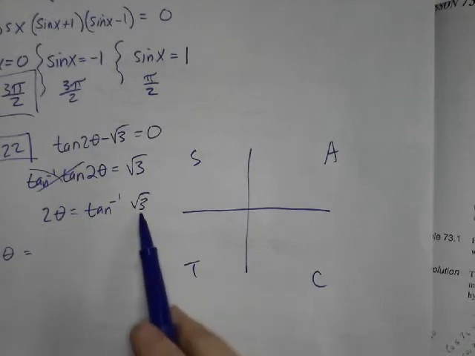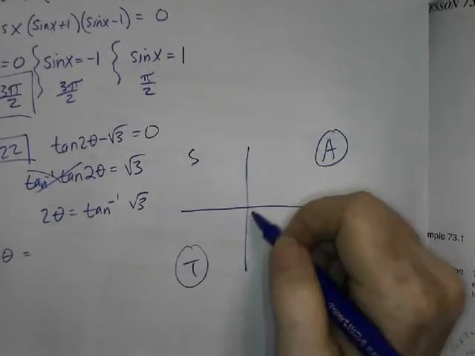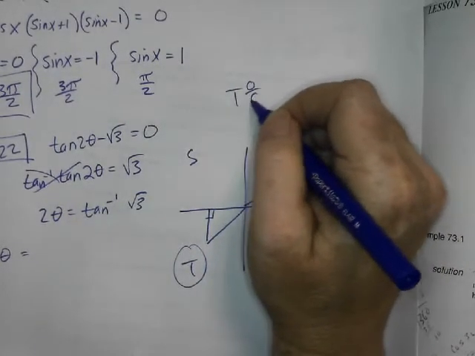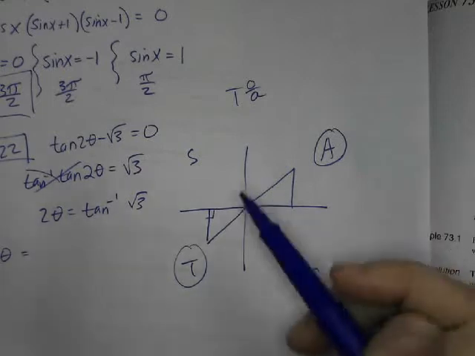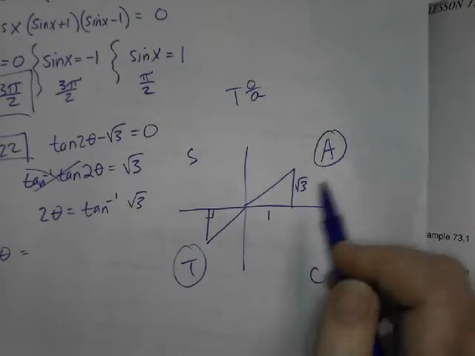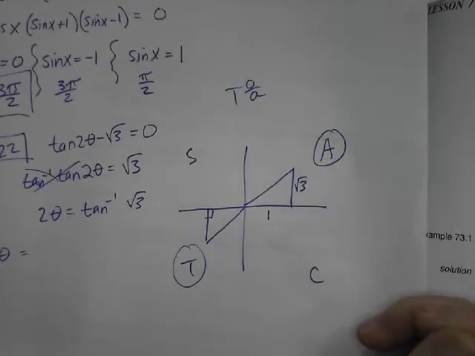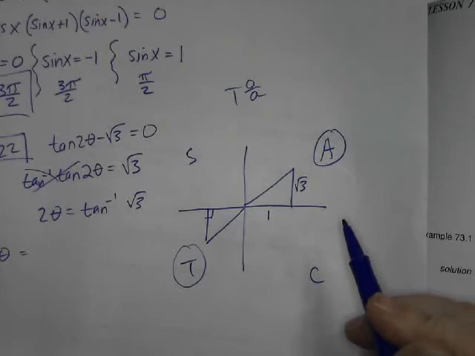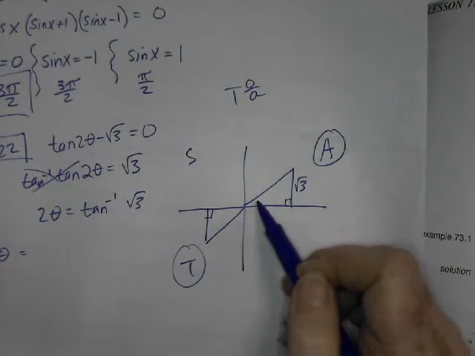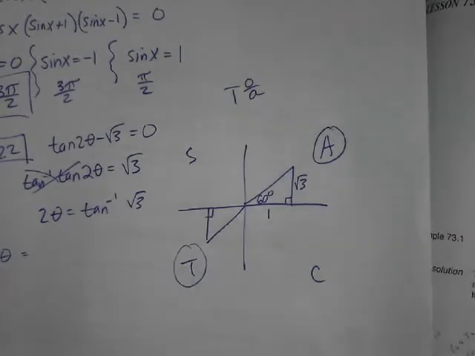I have a positive root 3, so it can only be in this quadrant or this quadrant, and we know that tangent is opposite over adjacent, because it's the TOA, so opposite being root 3 and adjacent being 1. And so which triangle do we know that has that? 30, 60, 90 or 45, 45, 90? 30, 60, 90. So this is actually the 60. The 60 degrees is always across from the root 3. So that's 60 degrees.